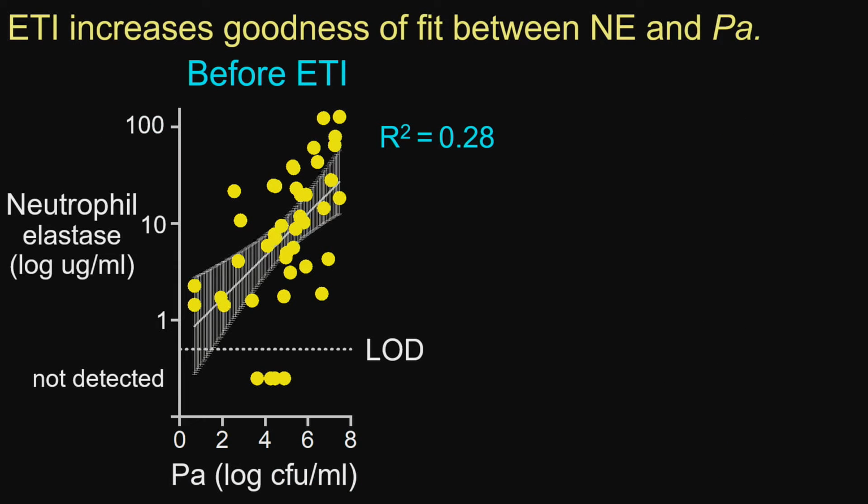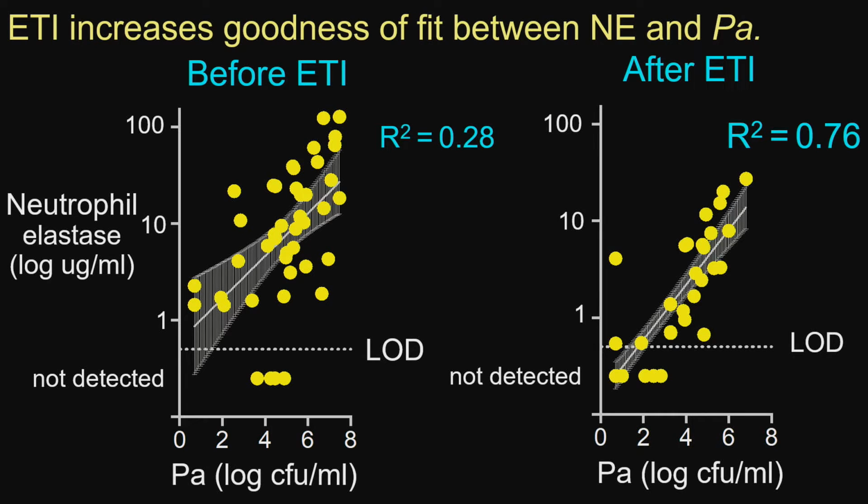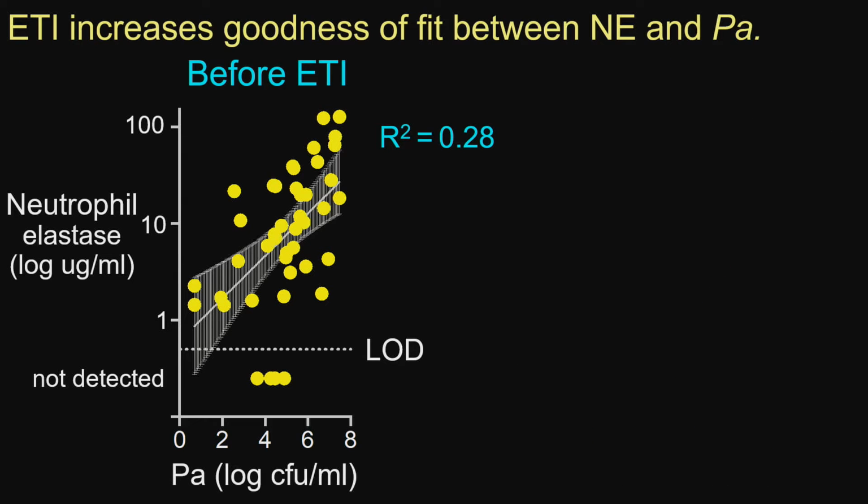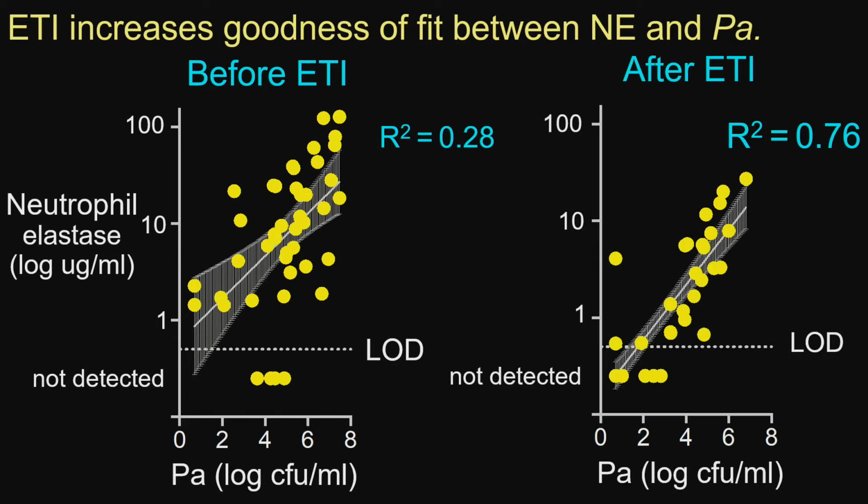I want to show you this data one more time a slightly different way. Now I'm going to show you the relationship between PA on a log scale detected in each region and the neutrophil elastase level in that region. Each dot represents that relationship for one particular region. This is the pre-ETI data. We saw a nice correlation, R-squared value of 0.28. It was statistically significant. What we noticed post-ETI I thought was striking.